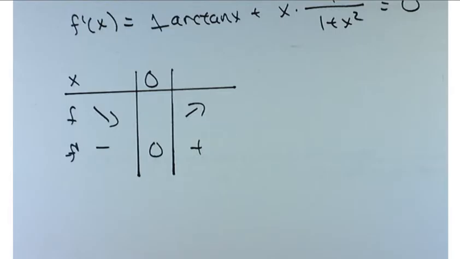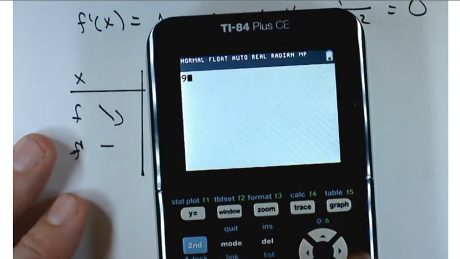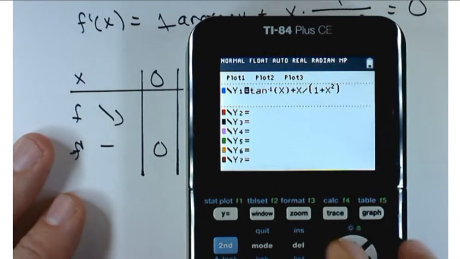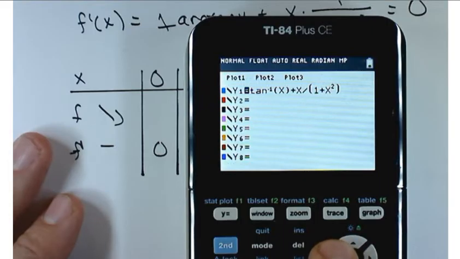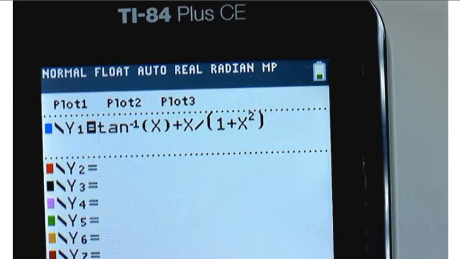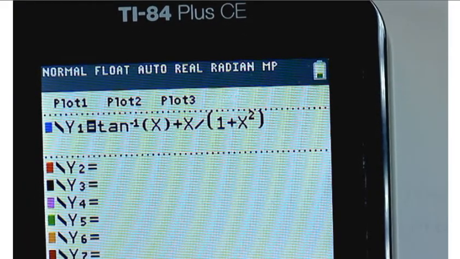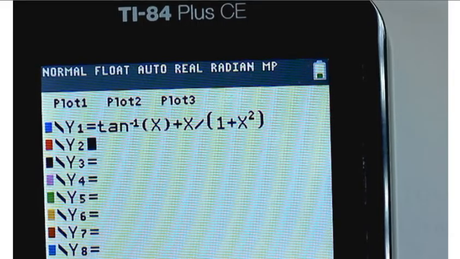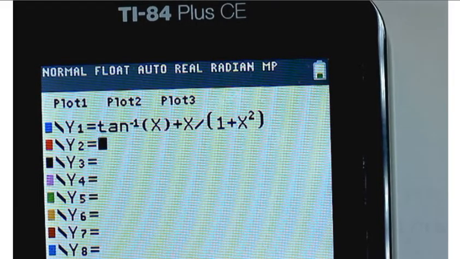To shut off a graph, if you want to keep the first derivative around but not graph it, put the cursor on the equals key and press enter. That'll shut it off. And now I can look at the graph of x arctangent of x, which would be the inverse tan.